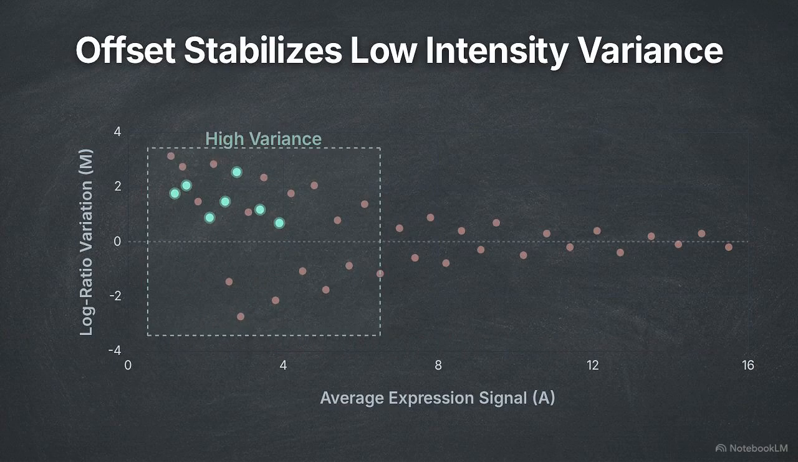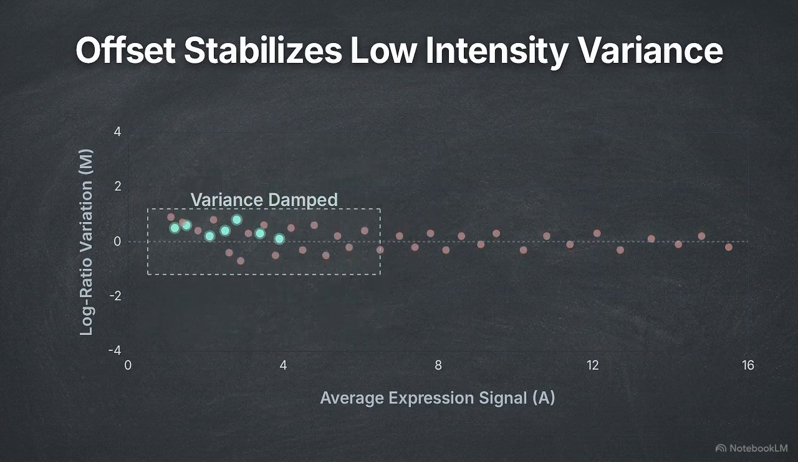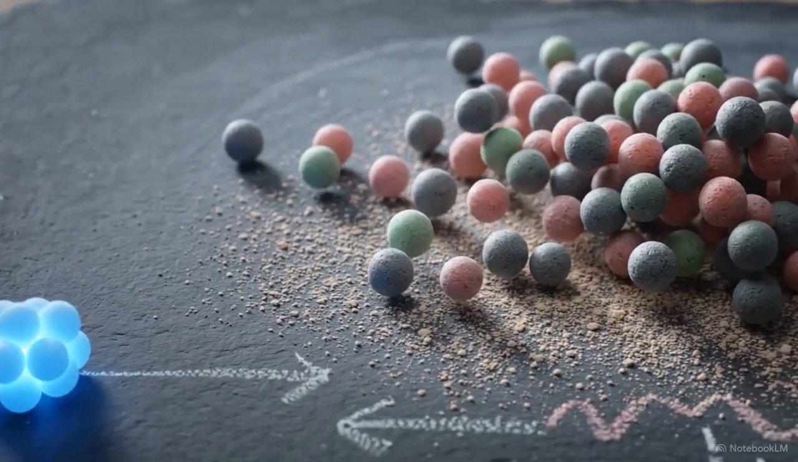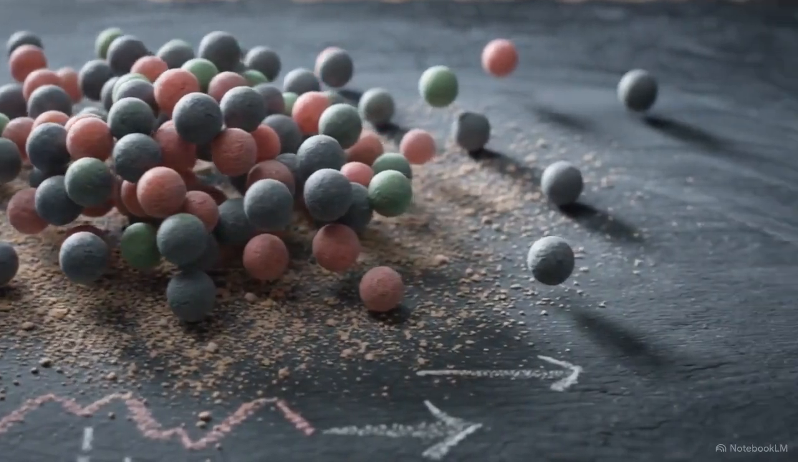By adding an offset value to the equation, the algorithm damps the variation of log ratios near 0. This forces the variance to remain consistent across the entire intensity spectrum. Normexp with an offset provides the mathematical stability that allows weak biological signals to be distinguished from technical noise.